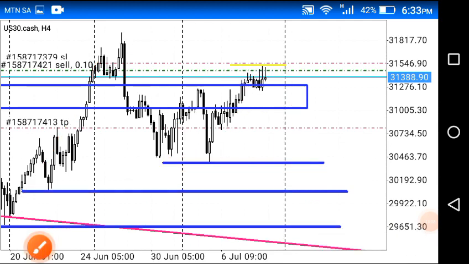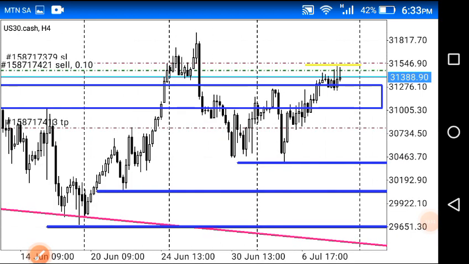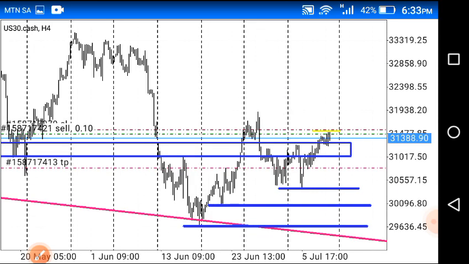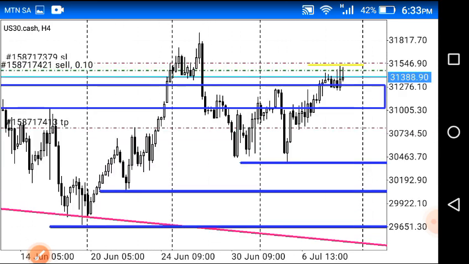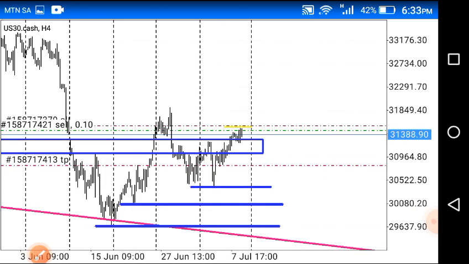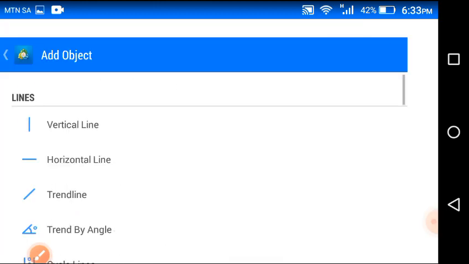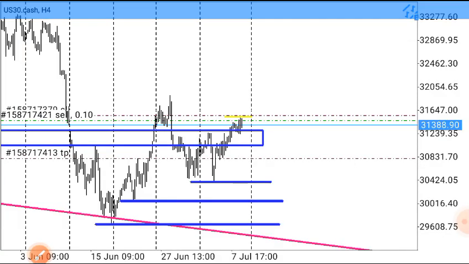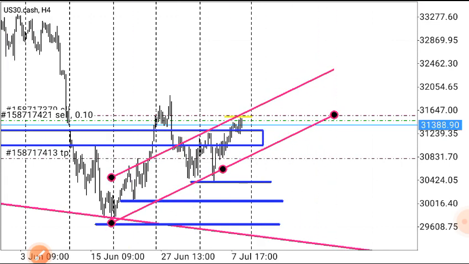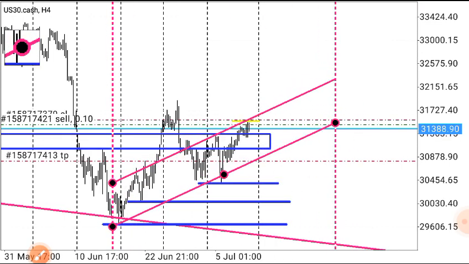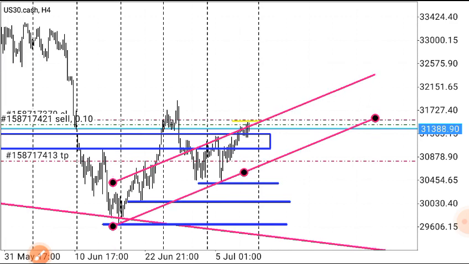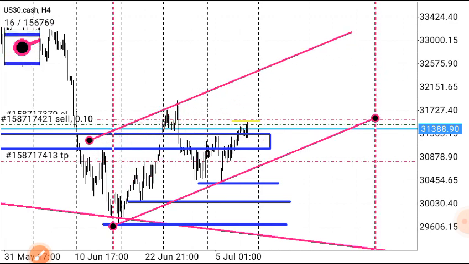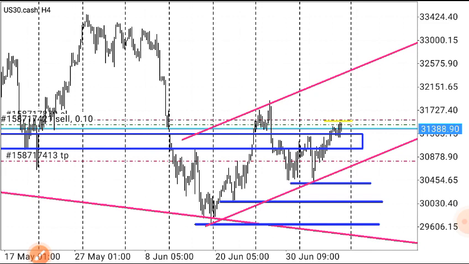Let's see. So we're on the H4 chart. So what I'm going to do now is actually add my H4 channel. How would I add my H4 channel? Let me see. Just bear with me. I would actually add it in this manner. There we go. There goes our H4 channel.